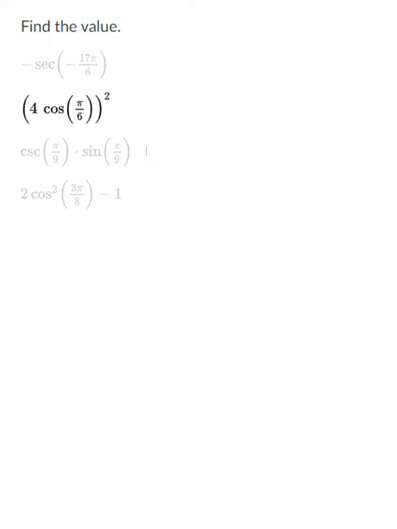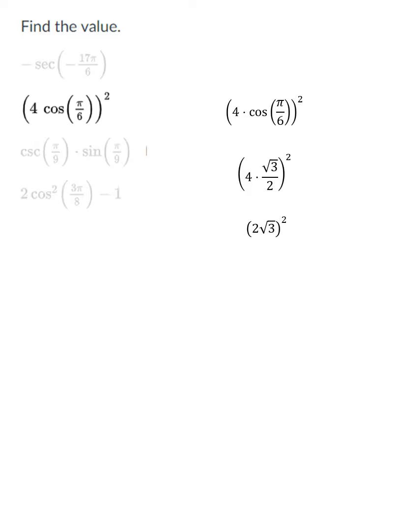Let's go on to our second problem. This problem is relatively straightforward because based on our unit circle knowledge, we know that the cosine of pi over 6 is radical 3 over 2. Now I simply did PEMDAS. 4 times that fraction.